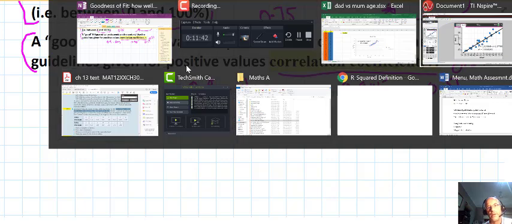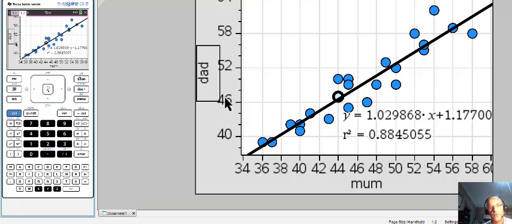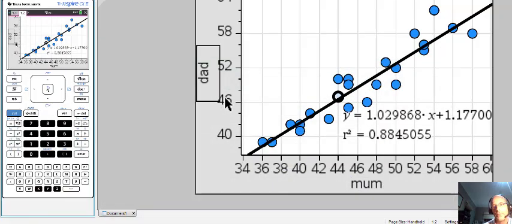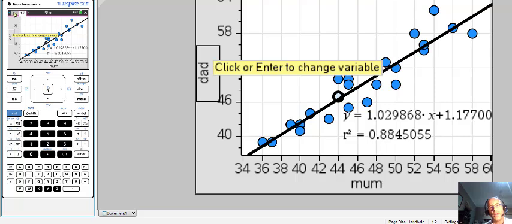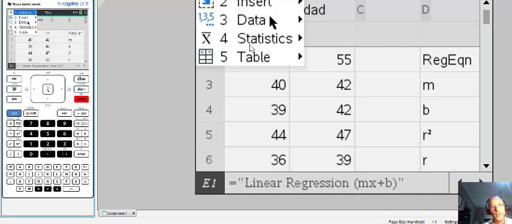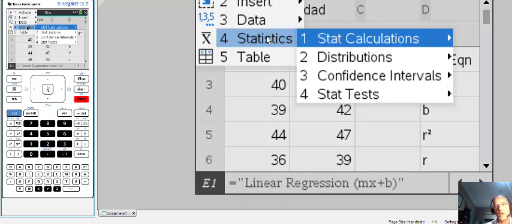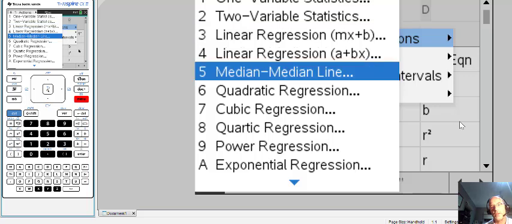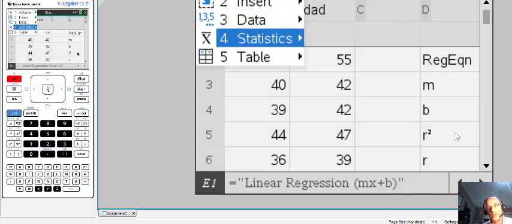Oh, where have I lost? There you go, 0.8845, and that's the same as what we had with Excel. Okay, I'm not going to edit out that slight blooper. We've got here the same equation as well. So that's how we do that part, and to get R you can actually insert here when you go back to the table, spreadsheet table, stat calculations, and you can see linear regression. Okay, and that will insert these values that you see in there.